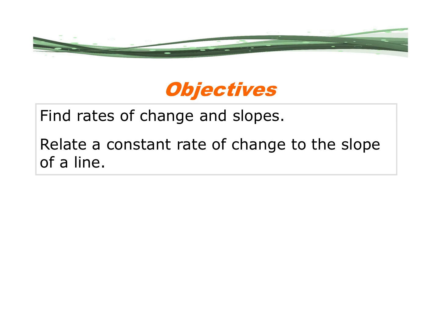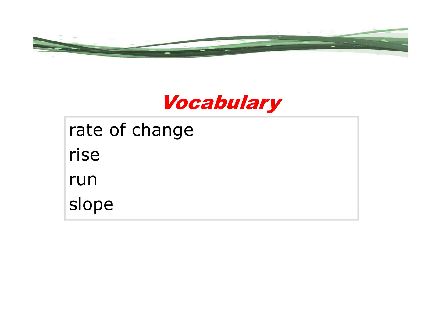So by the end of this lesson, you should be able to find rates of change and slopes and relate a constant rate of change to the slope of a line. The words you're going to be hearing constantly are rate of change, rise, run, and slope. As we go through the lesson, I will be explaining what each one means, but I just want you guys to be aware of the words.